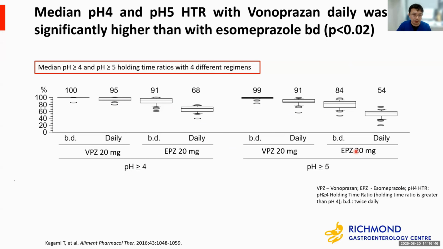Again, this is another example. A single dose of vonoprazan has a higher acid inhibition rate compared to esomeprazole. With a 20 milligram single dose, 91% of the time you will have a pH of 5 or more, whereas you've got to give esomeprazole BD before you get close to the 91% inhibition achieved with a single dose of vonoprazan.